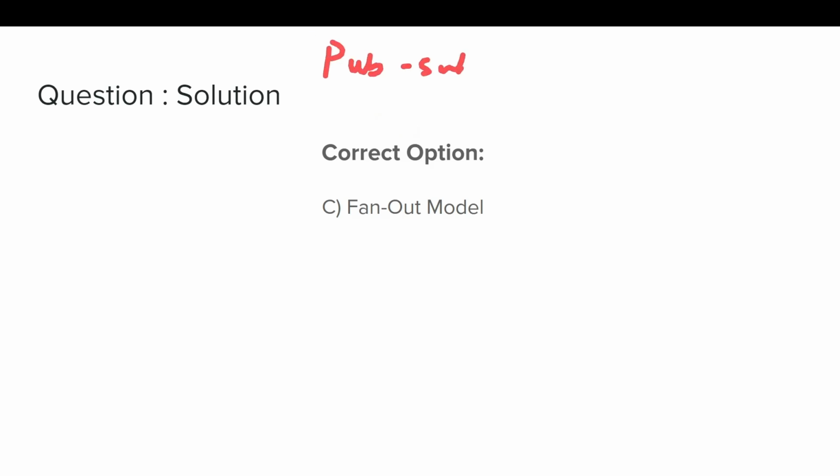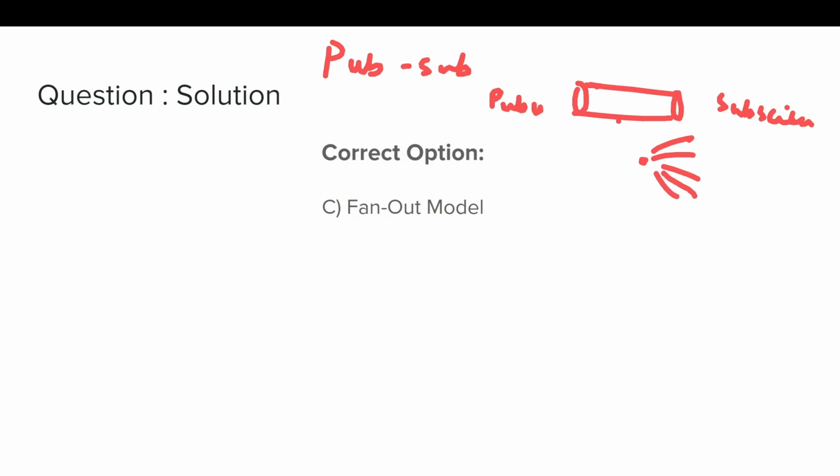Pub sub is the publisher subscriber model used for asynchronous communication. Okay. Now, what happens is, let's say there's a queue over here. You have a publisher and you have a subscriber. You can have one subscriber, or you can have multiple subscribers. If you have multiple subscribers, that is why we say it is like a fan out model. Okay, something like this.